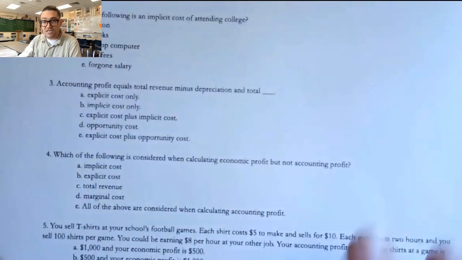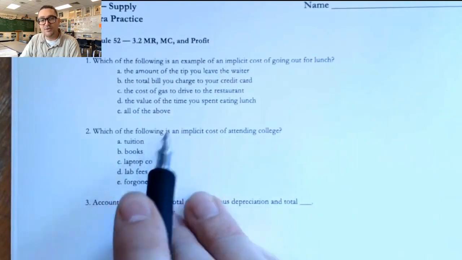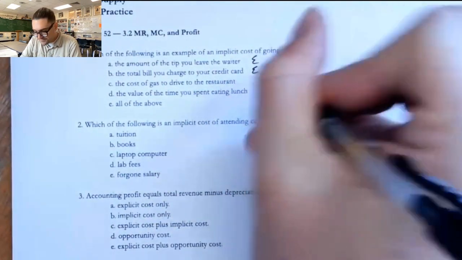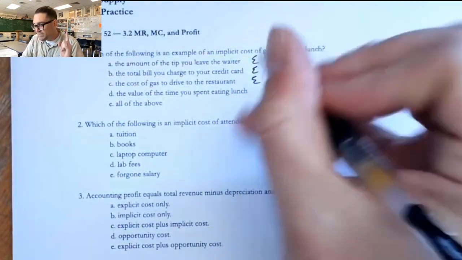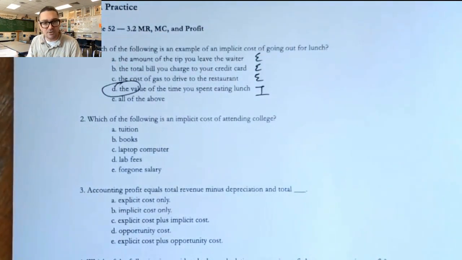All right, so let's take a look at the multiple choice questions with this topic: marginal revenue, marginal cost, and profit. Again, module 52. Which of the following is an example of an implicit cost of going out for lunch? The amount of the tip, no, that's an explicit cost because we have to spend that. The total bill, explicit. The cost of gas to drive, explicit. The value of the time, that's the implicit cost. It's what you would have been doing had you not gone to lunch.